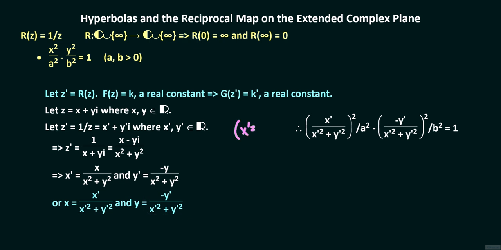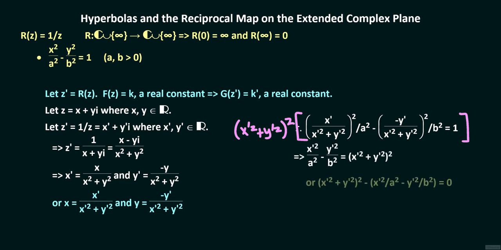We multiply everything by the quantity x prime squared plus y prime squared to get this equation. Or this equation where we have a quartic polynomial on one side of the equation and 0 on the other side. The graph of the zero points of this quartic polynomial is a lemniscate with axes of symmetry, this time the real axis and the imaginary axis.